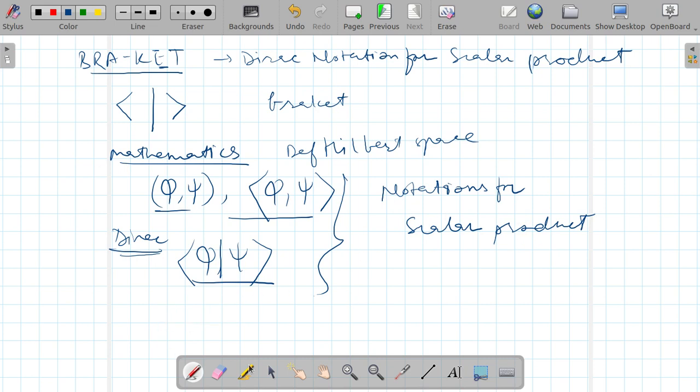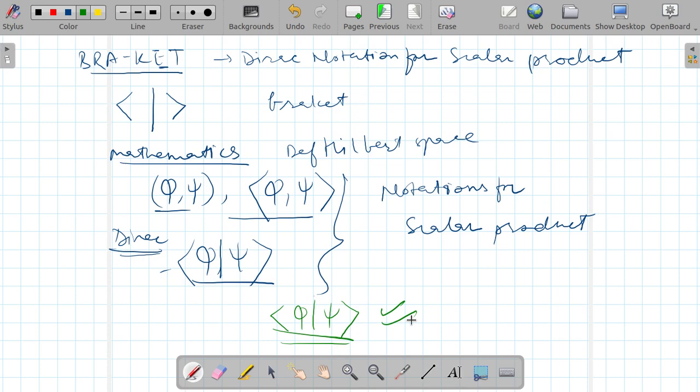But as Dirac suggested, in the development of quantum mechanics, this notation is used. So in the next lectures, I will represent the scalar product with this notation, right?